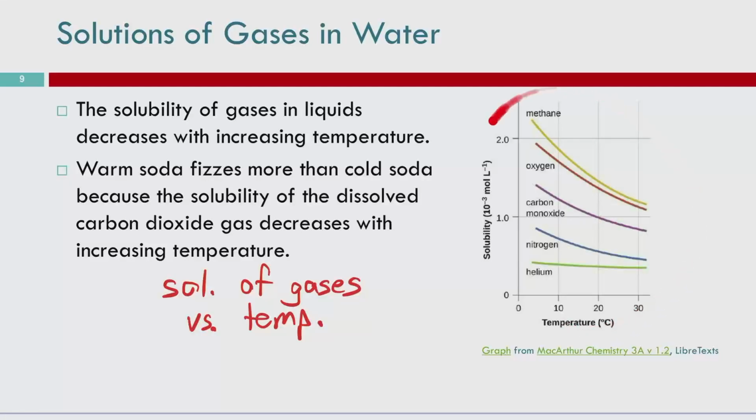Okay, so looking at the solubility graph, we've got temperature on our x-axis, lower temperatures this time, increasing left to right, and we've got solubility, just with different units, on our y-axis. So higher up means higher solubility, we can get more dissolved into solution. Lower means lower solubility. And we can see that for all of these gases, our trend is that as we increase temperature, we decrease our solubility.